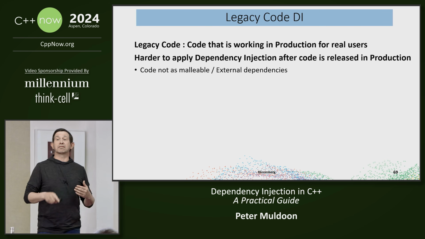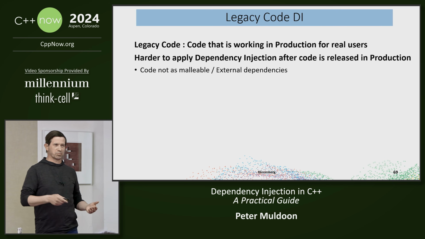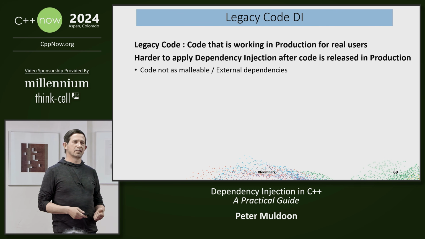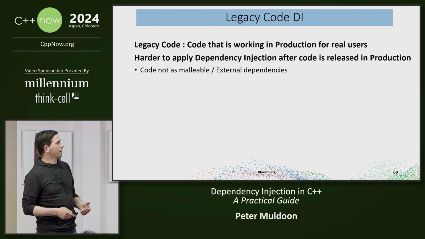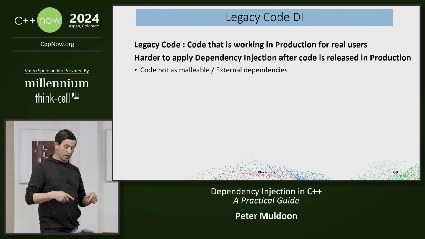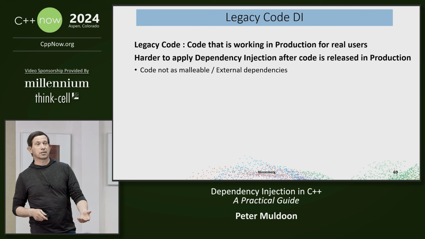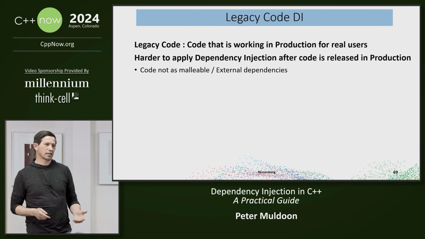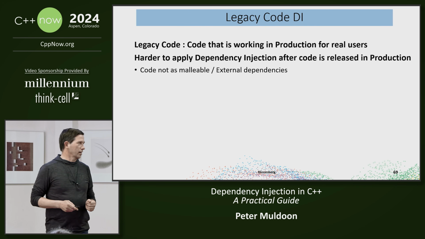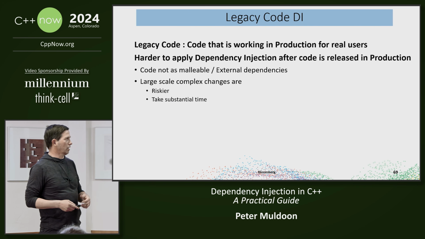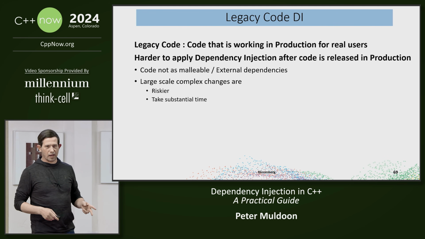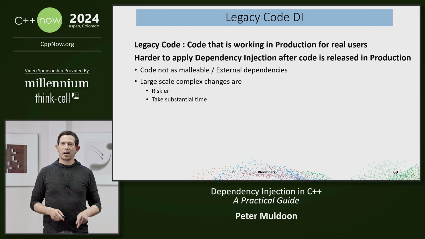So code is not very malleable once it goes into production. People are relying on its behavior. People are relying on your interfaces, all right? So you can't just change them. And if you are an external dependency for someone else, you're putting libraries out there that people are using. You can't just change it and walk away, right? And say, look, I don't care. It's not going to work either. So large-scale complex changes are riskier and take more time, and that's why they generally die, right?